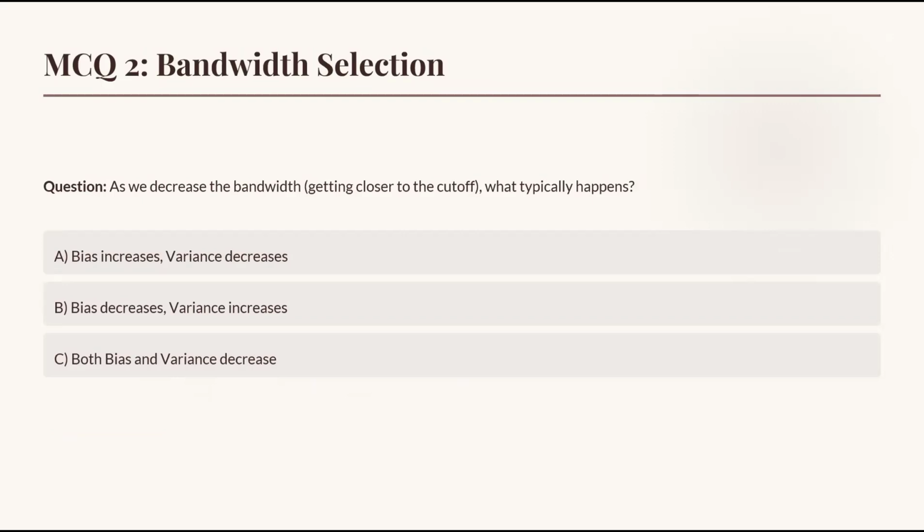Next, as we decrease the bandwidth, getting closer to the cutoff, what typically happens? A: bias increases and variance decreases. B: bias decreases and variance increases. C: both bias and variance decrease. The correct answer is B. Bias decreases and variance increases.